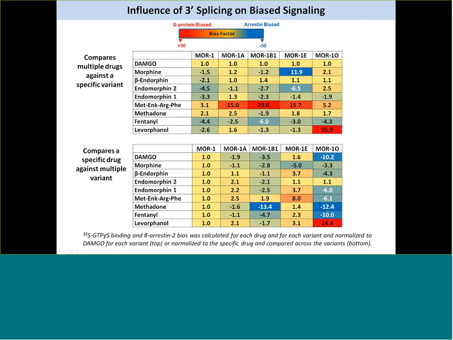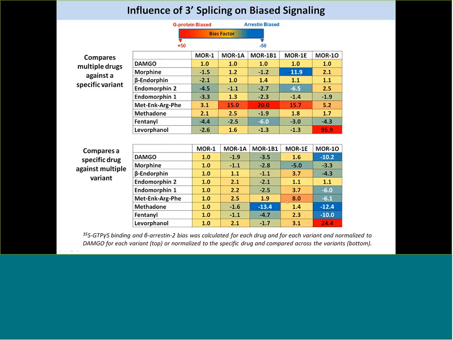The MOR1A shows this even more dramatically, where the orange compound is now very much G protein biased. Again, that extends to MOR1B1 and MOR1E, but not so much for the other two. Levorphanol was particularly of interest because of its extraordinary G protein bias at the MOR1O. You can also do a comparison where you actually look at a single drug across multiple splice variants. And here, again, you can see very dramatic differences.